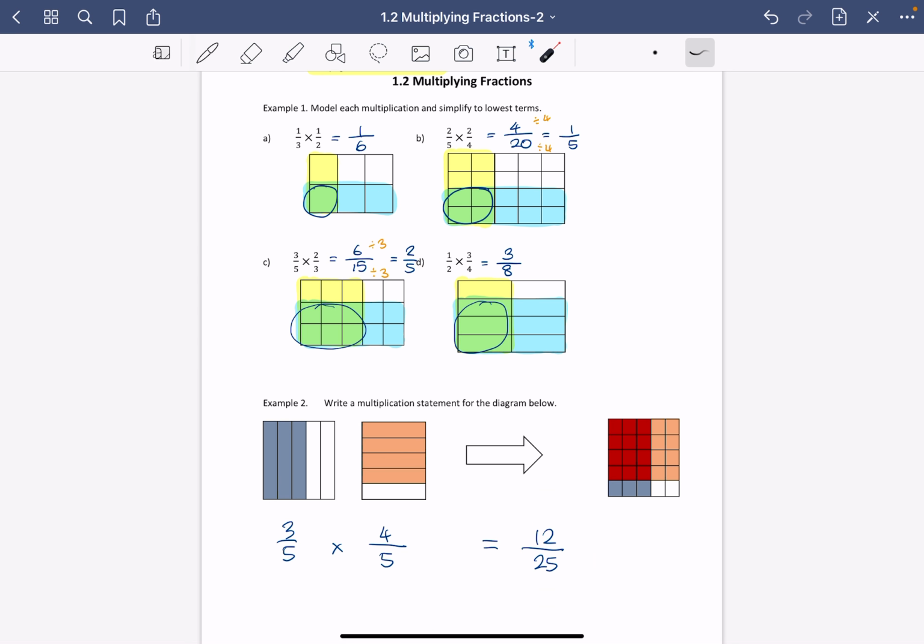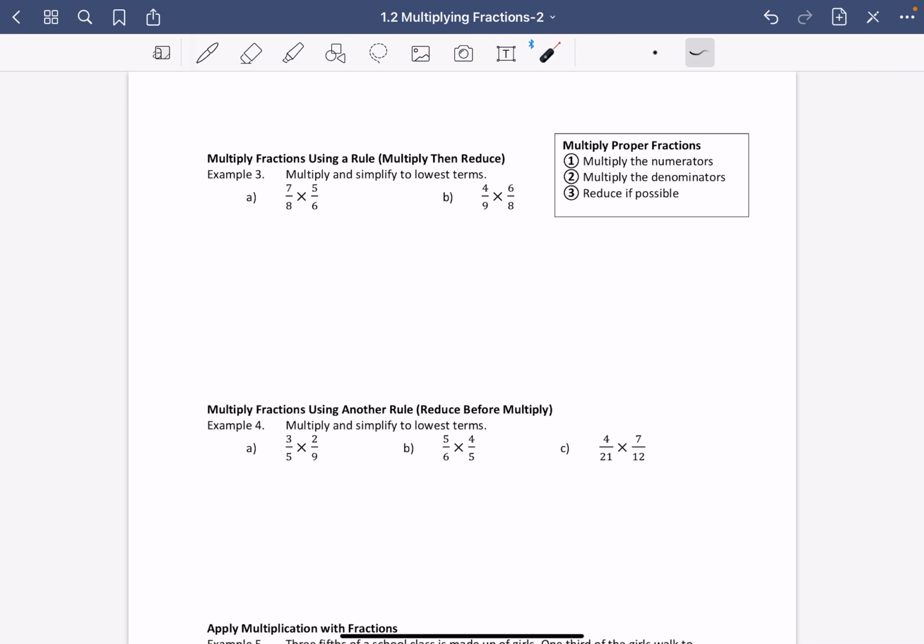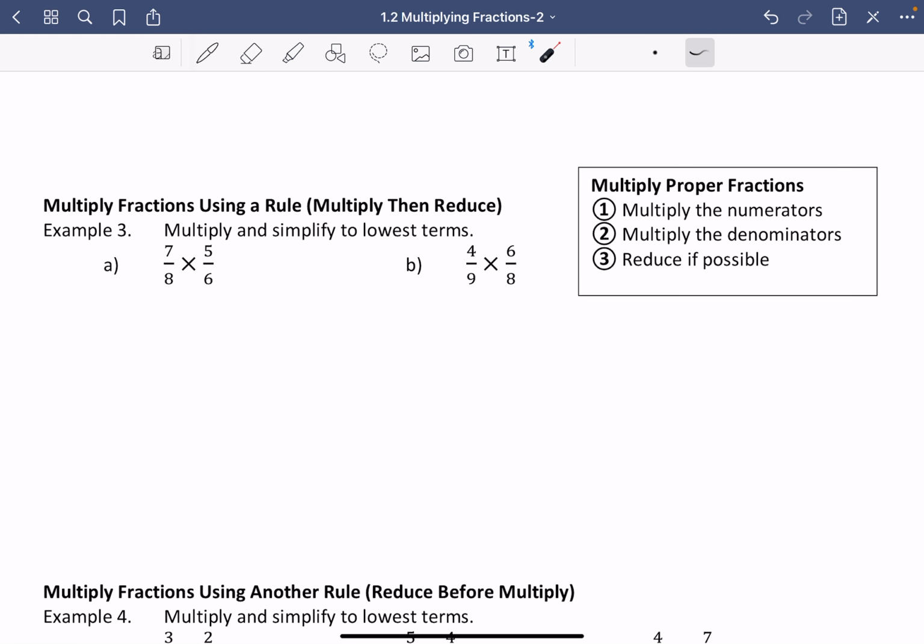Do you guys notice something here? Where do we get the 12 from? And where do we get the 25 from? The 12 is actually 3 times 4, right? And the 25 is actually 5 times 5. Okay, so the way we multiply fractions is we multiply the top number by the top number to get the top number in the answer, and the bottom number by the bottom number to get the denominator. Okay, now let's go to the next page and try a few questions with the rules.